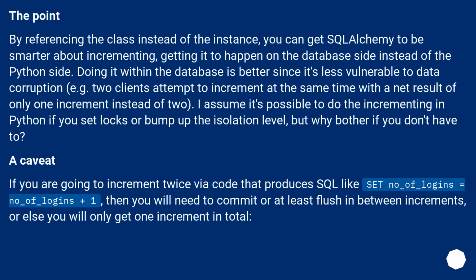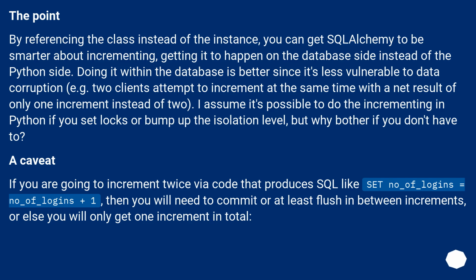The point: by referencing the class instead of the instance, you can get SQLAlchemy to be smarter about incrementing, getting it to happen on the database side instead of the Python side. Doing it within the database is better since it's less vulnerable to data corruption.